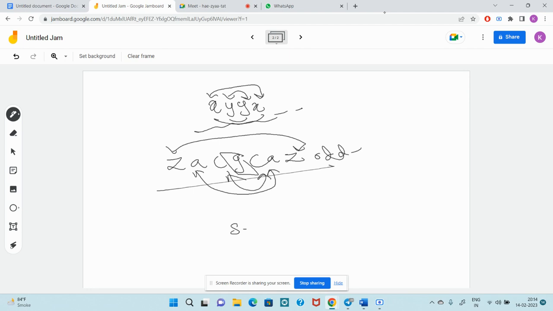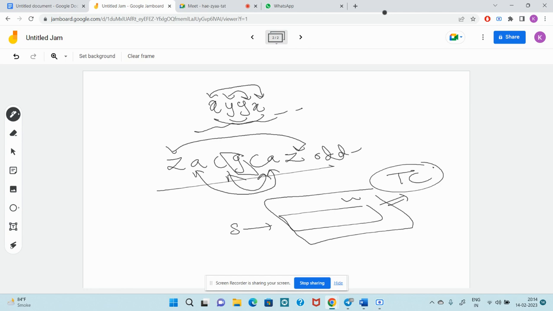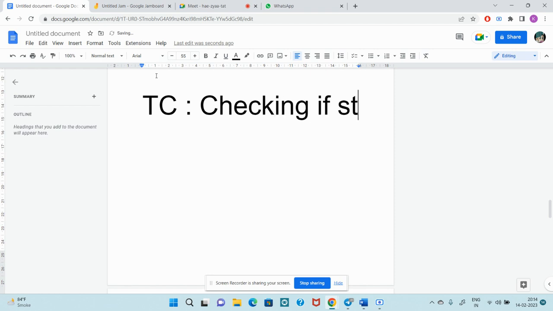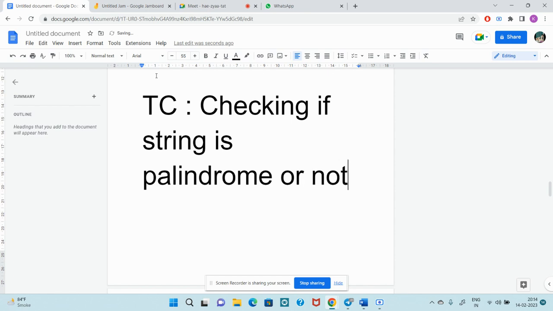If a string S is given to us and its length is n, what is the time complexity to check if this string is a palindrome or not? Tell me this in the chat. Till then, I'm writing it in the doc also. Time complexity of checking if a string of length n is a palindrome or not.